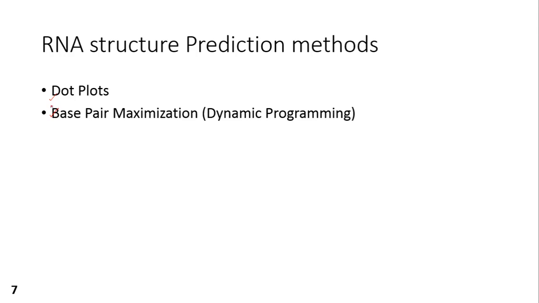Let us first begin with the simple one, the dot plot method for predicting RNA secondary structure. Before we discuss how this dot plot method is used for RNA secondary structure prediction, it would be better if I first tell you what exactly a dot plot is, and give some brief background of the dot plot, and then we will think of how we can implement it in our RNA secondary structure prediction.